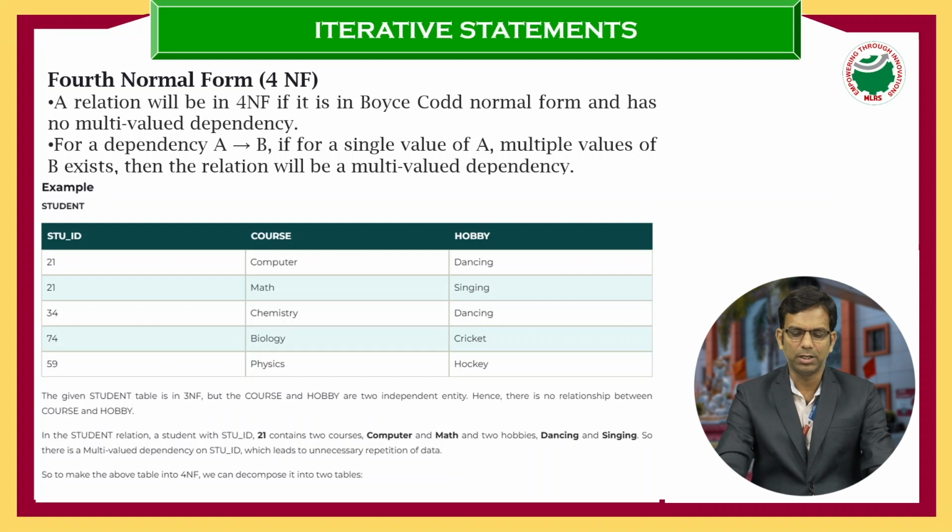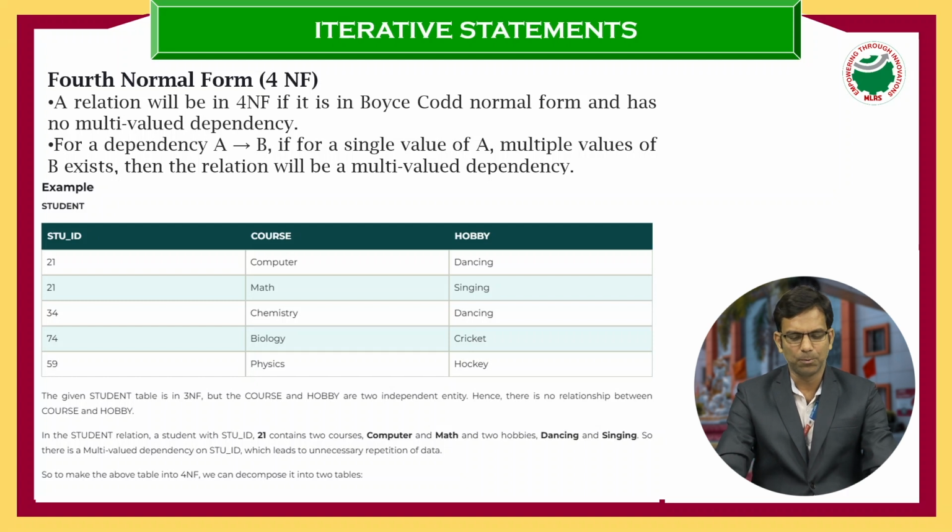As I told you earlier, a 4NF relation should be in BCNF. So 4NF is a relation that is in BCNF and has no multi-value dependency. So the BCNF concept, along with no multi-value dependency.